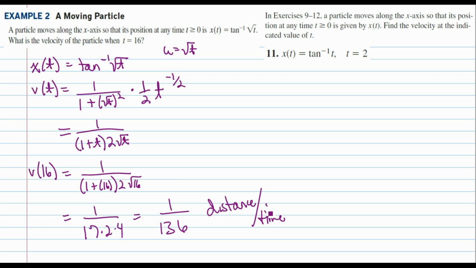Now try problem number 11. It says that a particle moves along the x-axis so that its position at any time t greater than or equal to 0 is given by x of t. Find the velocity, there you go, derivative again, at the indicated value of t.